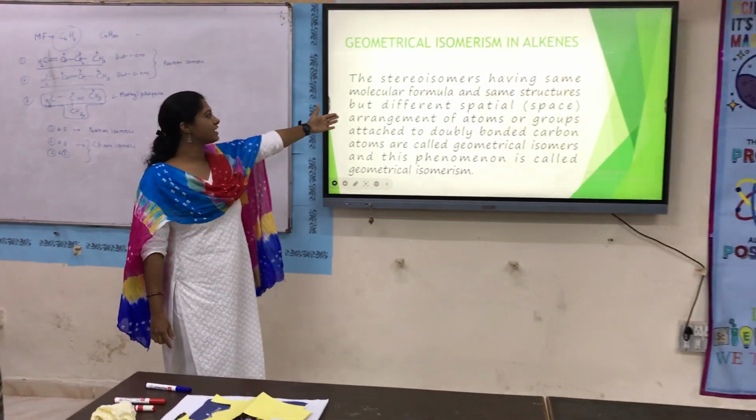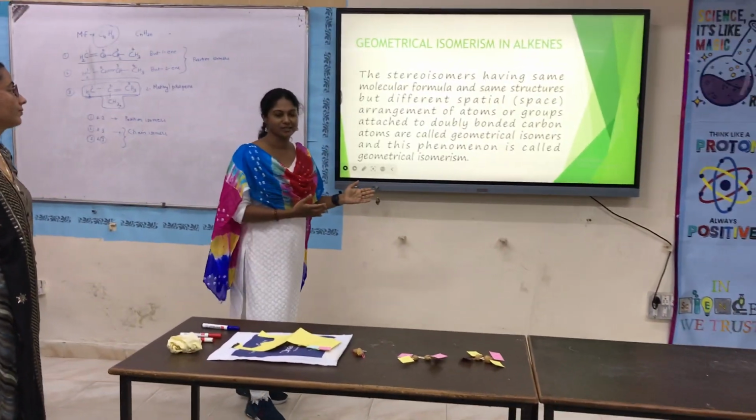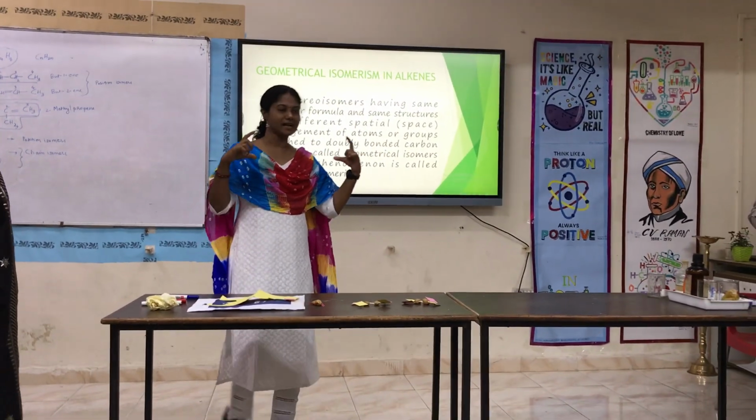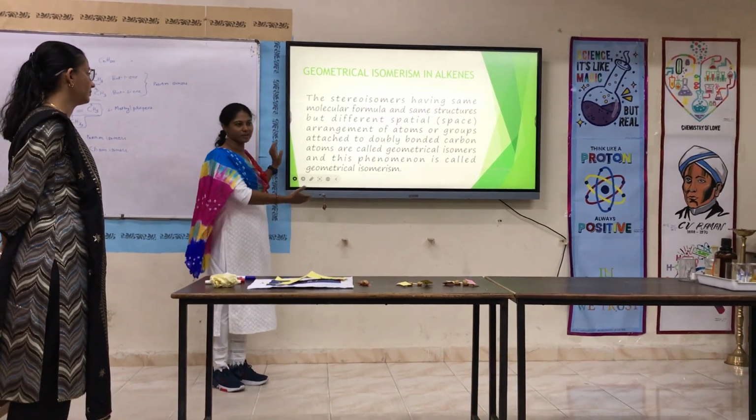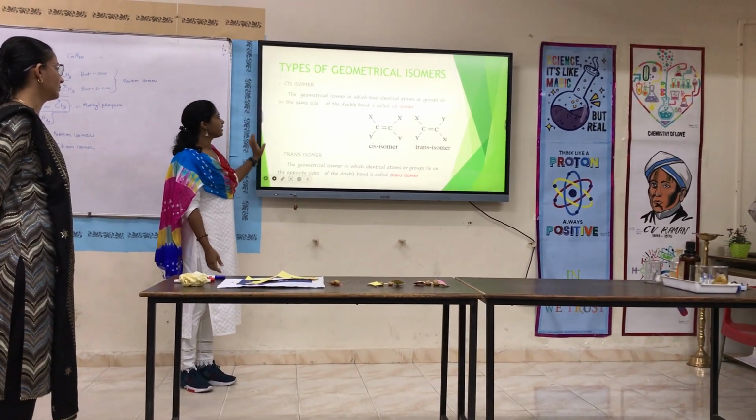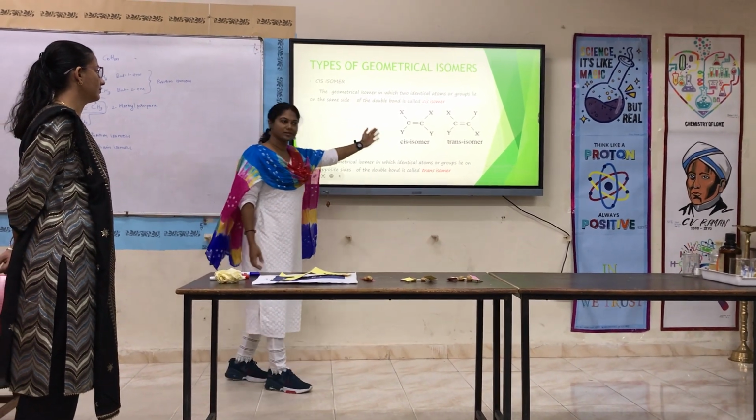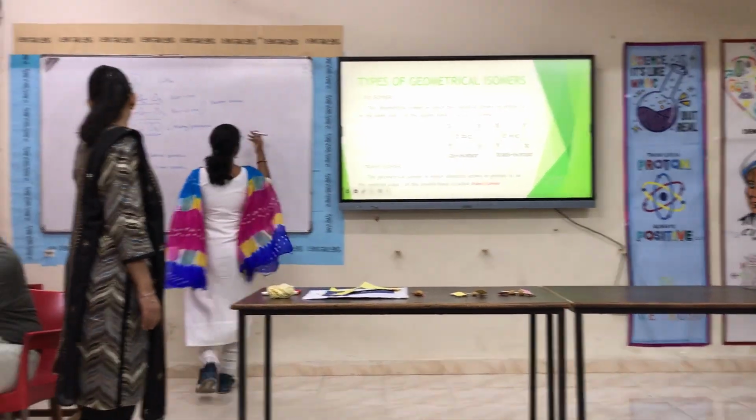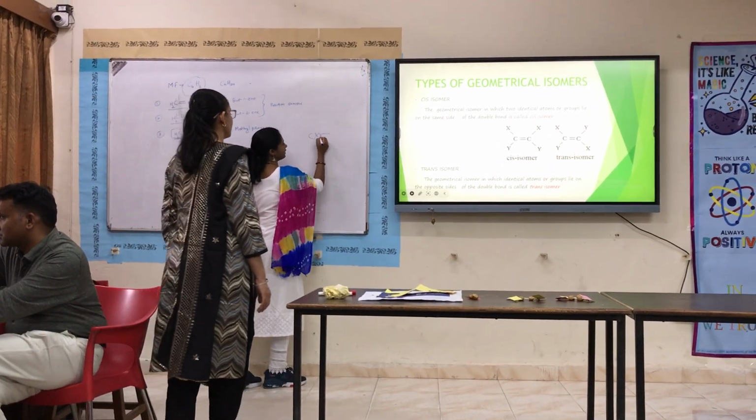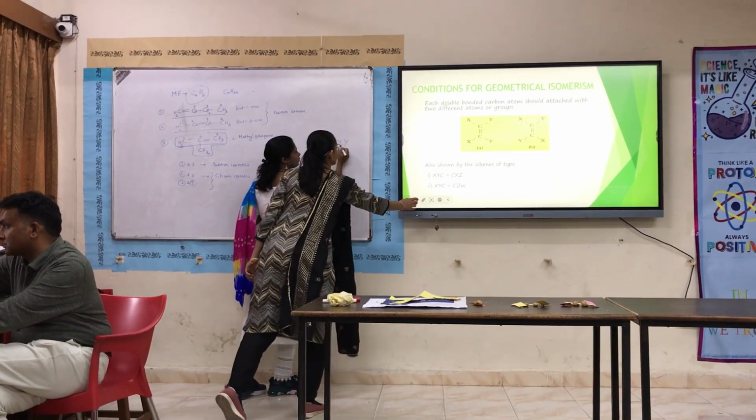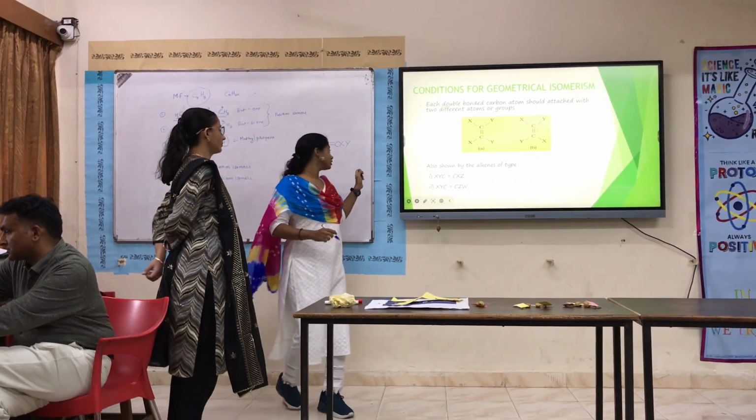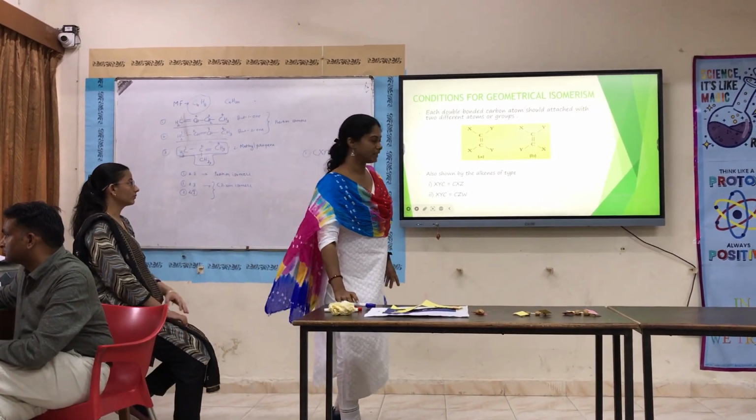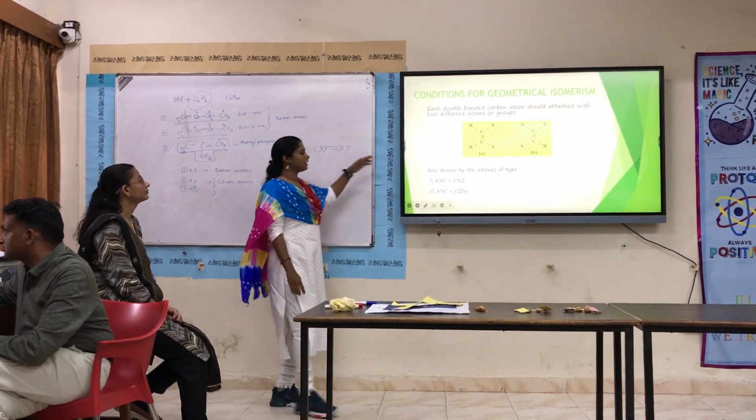They are stereoisomers having the same molecular formula and the same structure, but they differ in the arrangement of atoms or groups attached to the double bonded carbon atoms. And the phenomenon is called geometrical isomerism. We have already learned about cis isomer and trans isomer. It is possible in compounds of the type CXY double bond CXY. This is one possibility where two different groups are attached to each double bonded carbon atom. This is one case of alkene in which we can see geometrical isomerism.